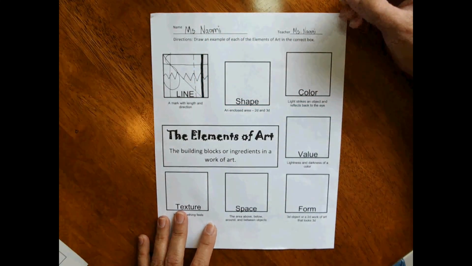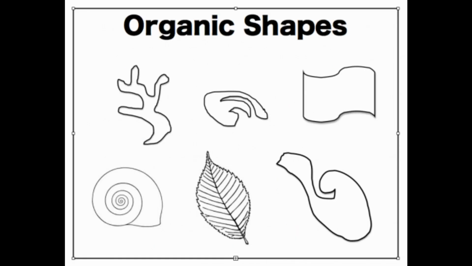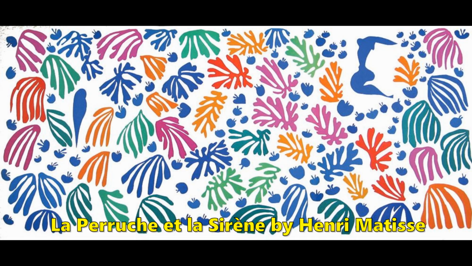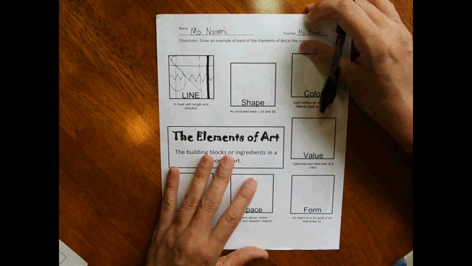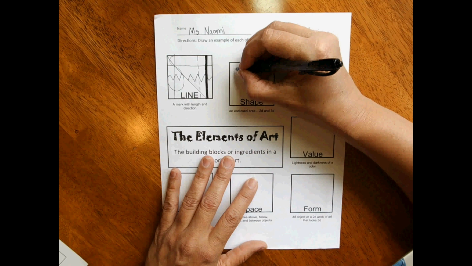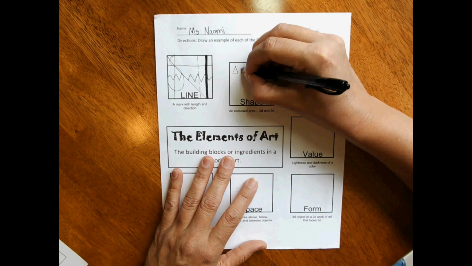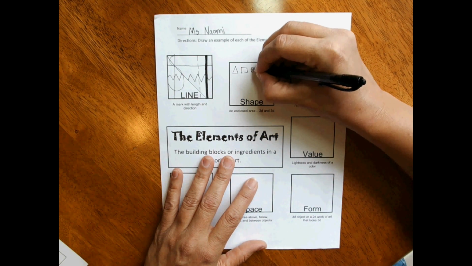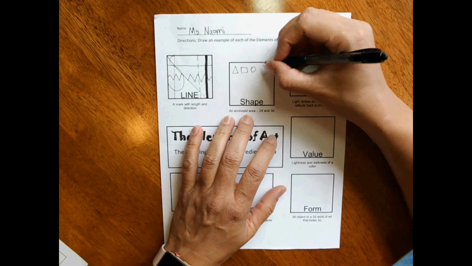Now a shape is an enclosed area. It's either 2D or 3D. Shapes are flat, enclosed areas that are 2-dimensional, length and width. Artists use both geometric and organic shapes. Geometric shapes are triangles, squares, circles. These are 2-dimensional because they're flat.